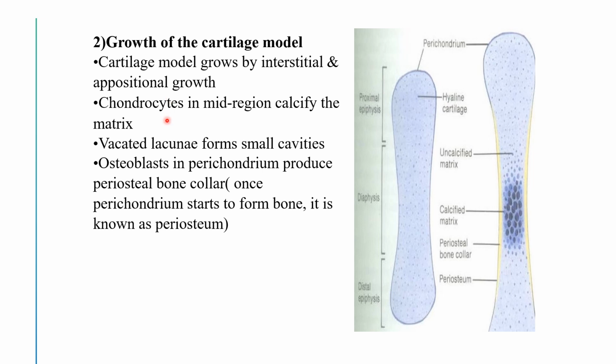Chondrocytes in the mid-region calcify the matrix, and the vacated lacunae form small cavities, and the osteoblasts in the perichondrium produce the periosteal bone collar. Once the perichondrium starts to form bone, it is known as periosteum. So in the picture you can see the central part becoming calcified, and the adjacent outer part is the periosteal bone collar.